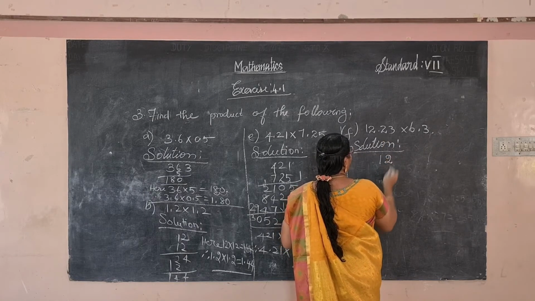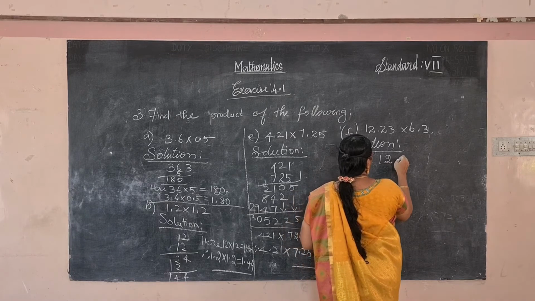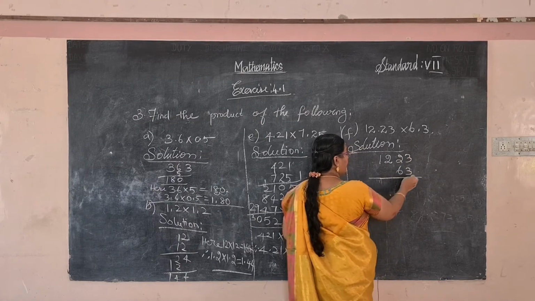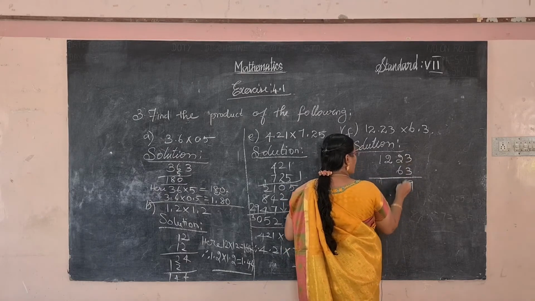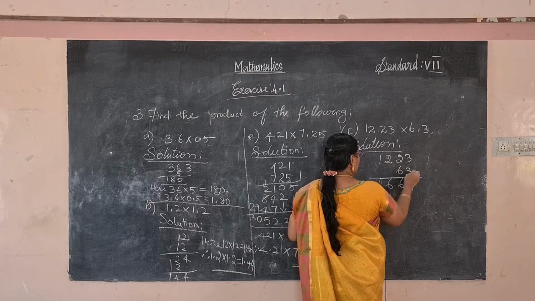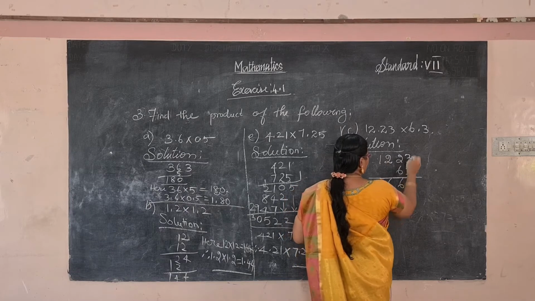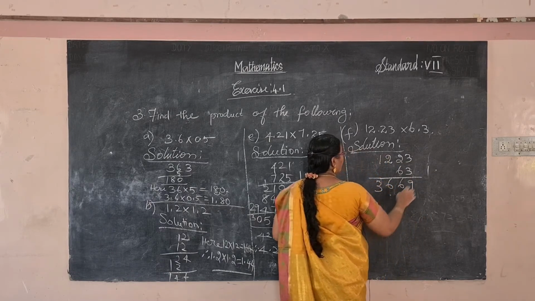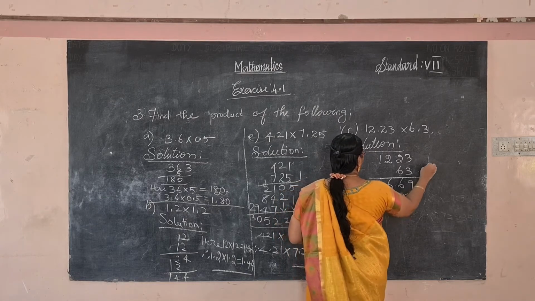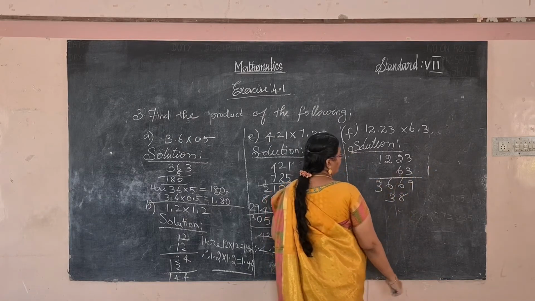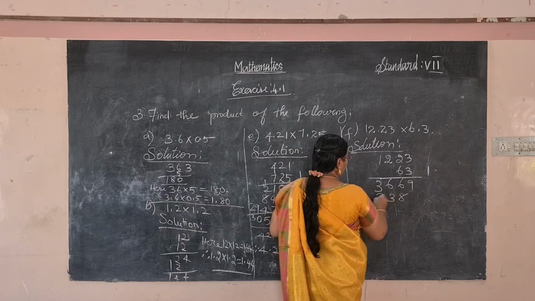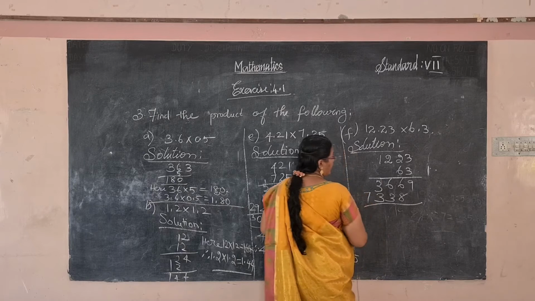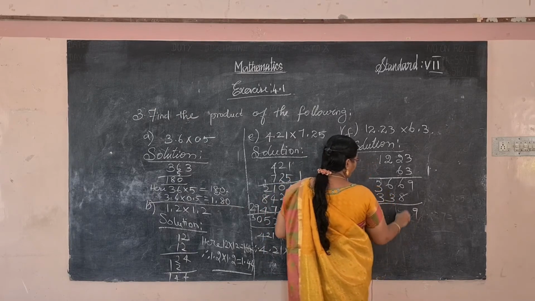Do not consider the decimal point. So 1223 by 63. Now multiply. 3 3s are 9. 3 2s are 6. 3 2s are 6. 3 1s are 3. 6 3s are 18. 6 2s are 12. 12 plus 1, 13. 6 2s are 12. 12 plus 1, 13. 6 1s are 6. 6 plus 1, 7. Add the values.